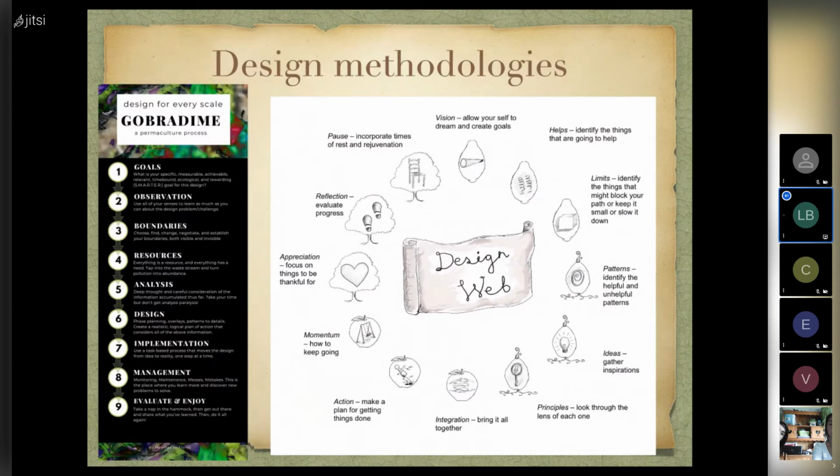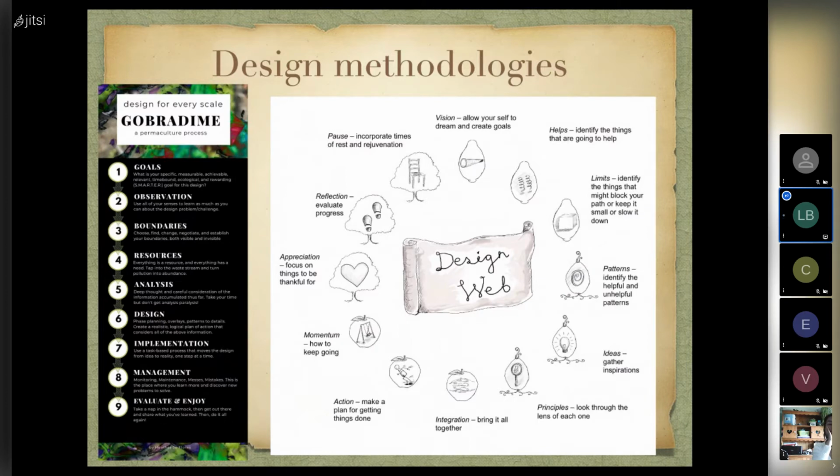Take your time, but don't get analysis paralysis. The next step is design. So this is where you do phase planning, overlays, looking at patterns and details, creating realistic, logical plans of action that consider all of the above information.